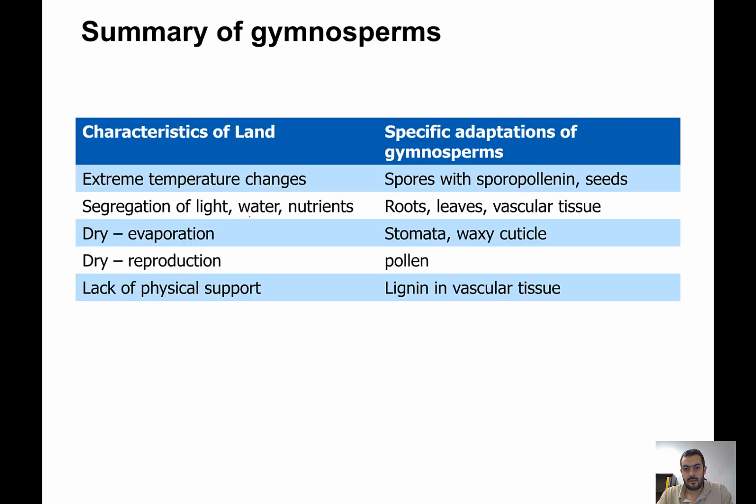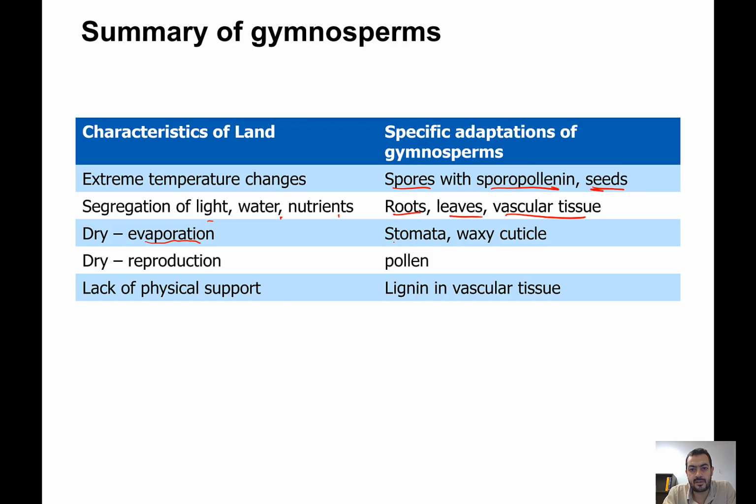Okay, so let's move on. So to summarize what we have seen in the adaptations of gymnosperms to the challenges of colonizing land, as usual, the spores contain sporopollenin, and in addition to that, we also have the presence of seeds. So in terms of the segregation of light, water, and nutrients, now this is a type of vascular plant, so they have roots, leaves, and vascular tissues.